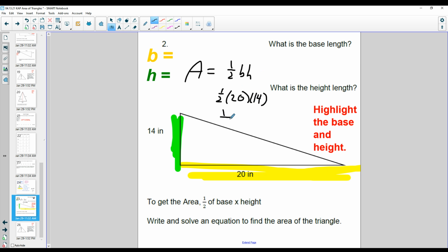One way you can solve it is multiplying the base times height, which is 280. Half of 280 is 140, because when you do half, you're really just dividing by 2. I'll be honest, I don't solve it this way. I find this very cumbersome. I do half of the base. What's half of 20? 10. 10 times 14 is 140 square inches, because inches times inches is square inches.